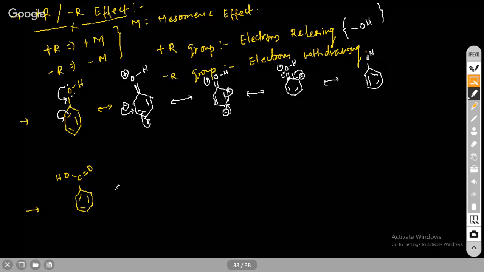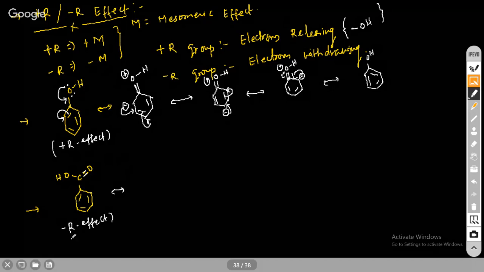Now coming back to this example. So this is the example of plus R effect. Now in this example, you see this carbon does not have any lone pair on it. So when the atom with which the group is attached to the ring and any other atom contains any unsaturation, a double or triple bond, then the group behaves as an electron withdrawing group, and this is minus R effect.